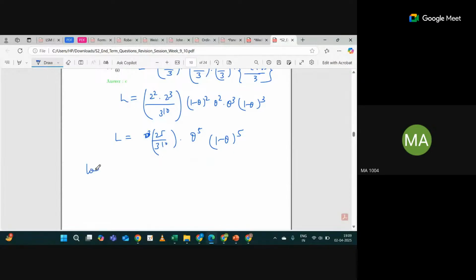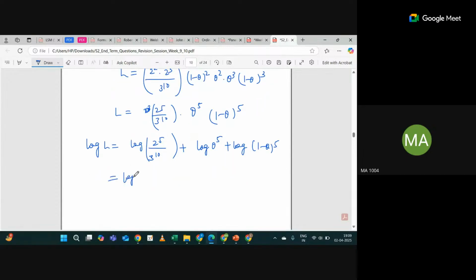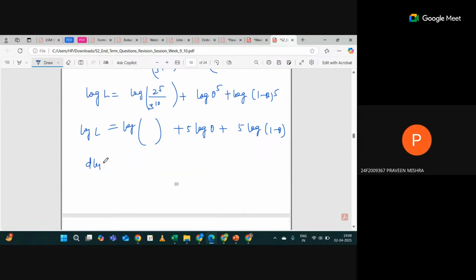So we have to take the log, right? So log of this constant, 2 raised to the power 5 over 3 raised to the power 10, plus log of theta raised to the power 5, plus log of (1 minus theta) raised to the power 5, right? The log of the constant I'm just skipping. This will be 5 log theta plus 5 log (1 minus theta). So what is the next task? We have to differentiate with respect to theta and equate to 0. So this will be 5 by theta plus, and the log of a constant will be 0, right?